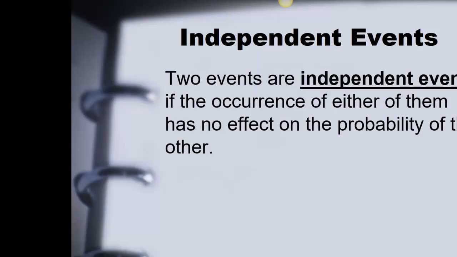Two events are independent events if the occurrence of either of them has no effect on the probability of the other. For example, tossing a coin two different times.